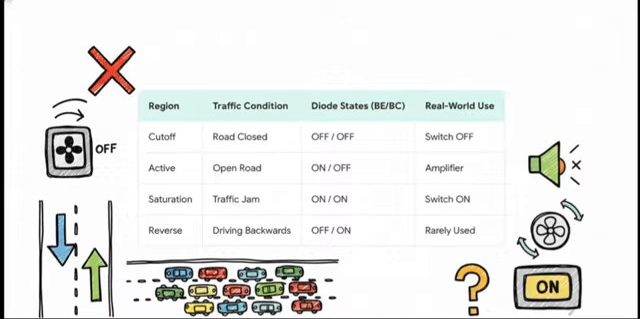So first, you've got cutoff. Think of this as road closed. Both diodes are off, so nothing is flowing. In the real world, that's a switch that's turned off. Your fan is just sitting there not spinning.